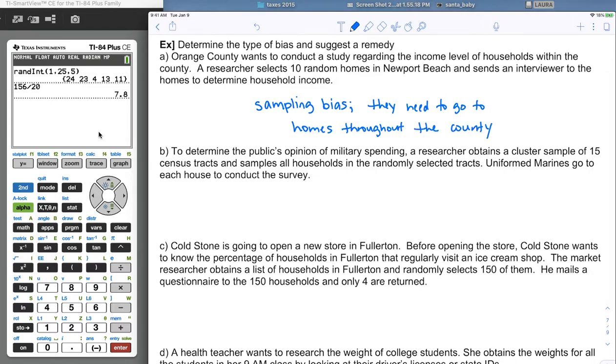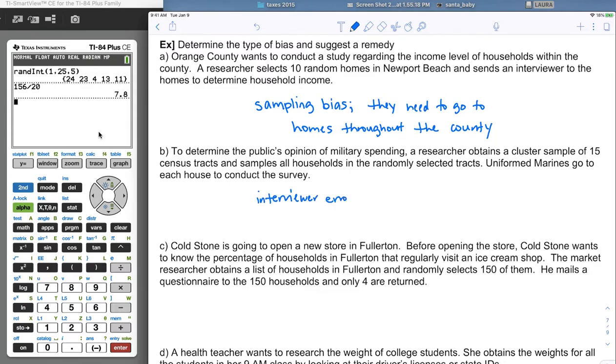B. To determine the public's opinion of military spending, a researcher obtains a cluster sample of 15 census tracts and samples all households in the randomly selected tracts. Uniformed Marines go to each house to conduct the survey. Okay, so because they sent someone who's specifically part of the military, we're going to encounter interviewer error here.